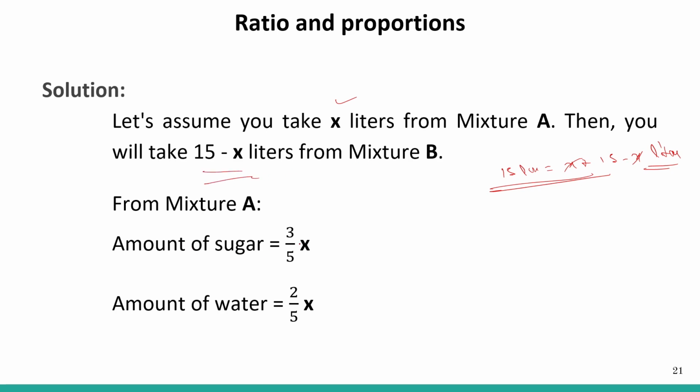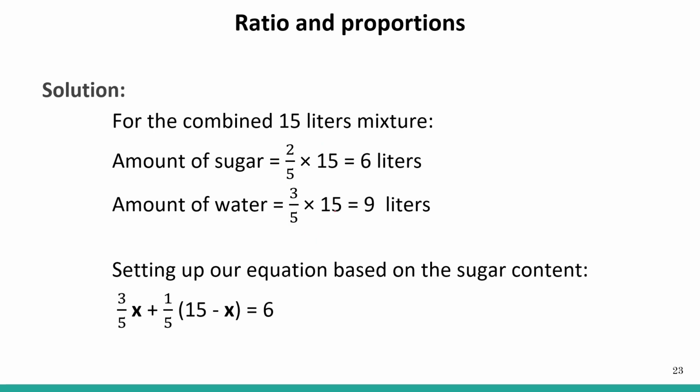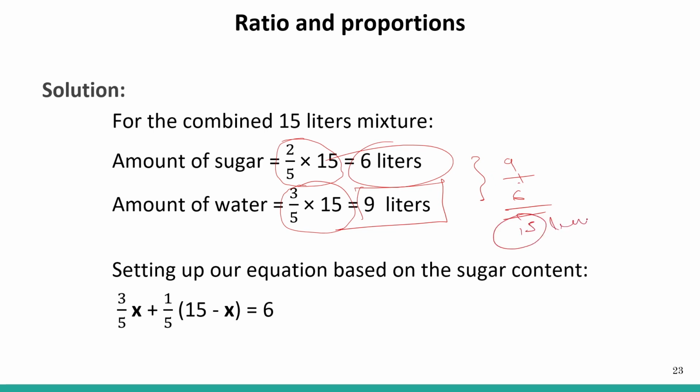So the amount of sugar will become 3/5 into x and the amount of water will become 2/5 into x. From mixture B, the amount of sugar will be 1/5 into (15 minus x) and the amount of water will be 4/5 into (15 minus x). So for the combined 15 liter mixture, the amount of sugar will become 2/5 into 15, that is 6 liters, and the amount of water will become 3/5 into 15, that is nothing but 9 liters. So cumulatively both of them, 9 plus 6, is equal to 15, right? So 15 liters of content is there.